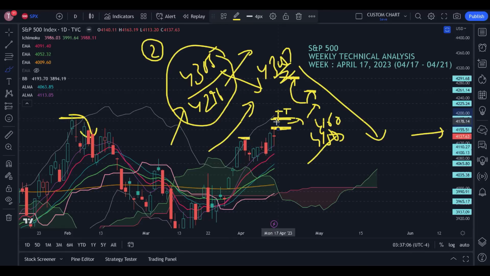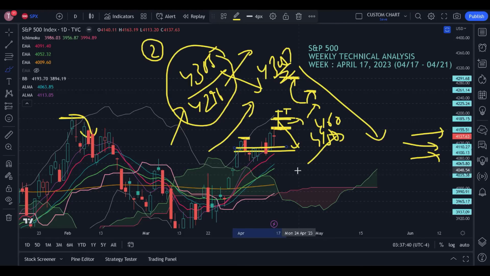Okay, in that case 4185, 4190, again it will be considered a failure and it can backfire. Simple. Now come the support levels. Support levels as of now are 4110 and 4100. These are two very strong support levels, and as long as the S&P 500 is holding above them, it is expected to remain in the short term bull trend.